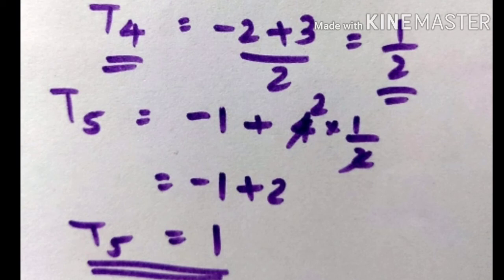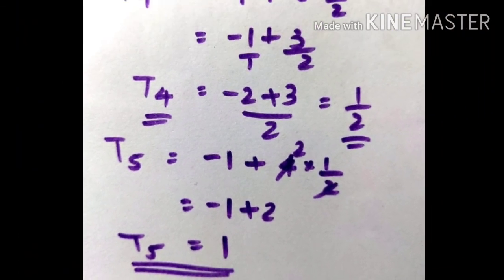So likewise, students, we get all our 5 terms of question number 2 third. First term is minus 1, second term is minus 1 by 2, third term is 0, fourth term is 1 by 2, and fifth term is 1. So like this you can solve other questions also. Now we move on to the next question.